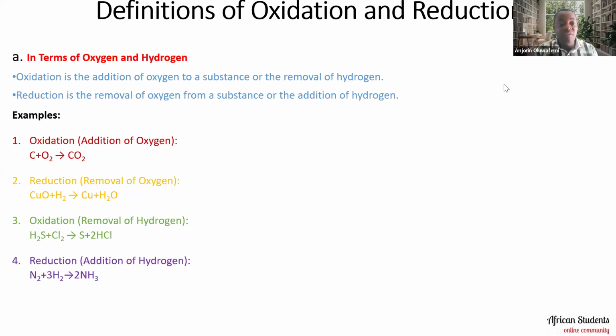Reduction in terms of addition of hydrogen, we can see with the formation of ammonia, where we had hydrogen added to nitrogen to give us that. So that's reduction in terms of addition of hydrogen. Okay, all right, now let's take it a notch further.